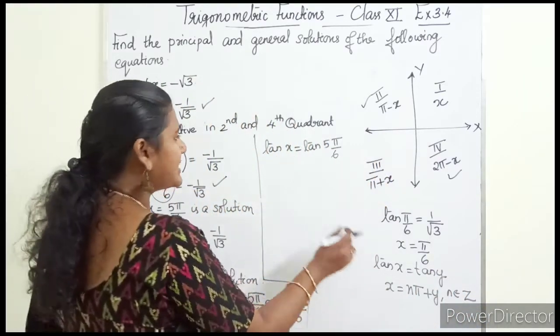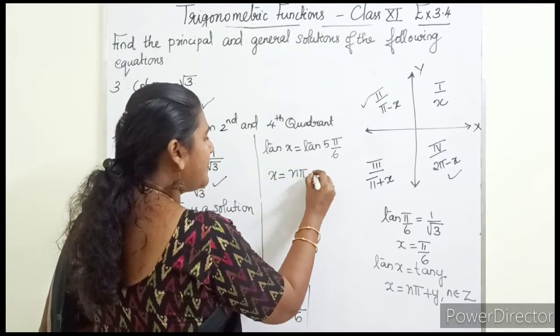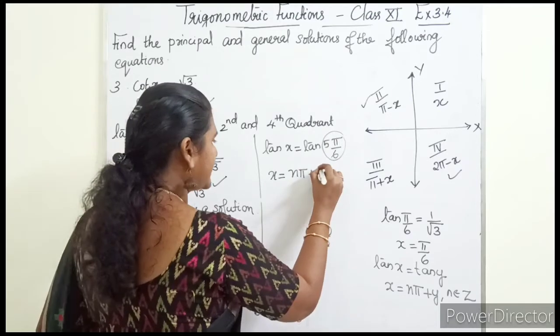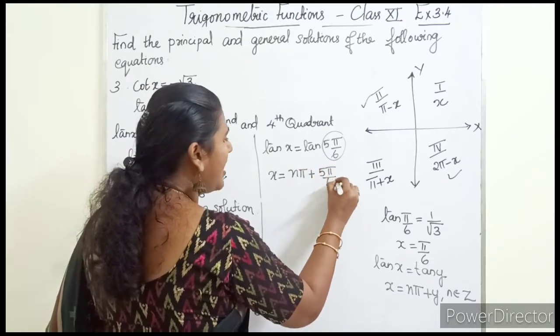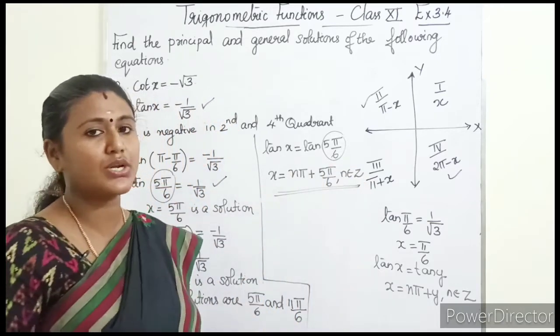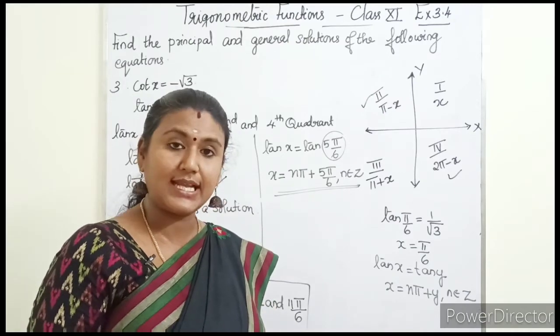Using this theorem, we can write x is equal to nπ plus, in the place of y what do we have? 5π/6, where n belongs to Z. So this is the general solution of the equation. Now we will consider the next question.